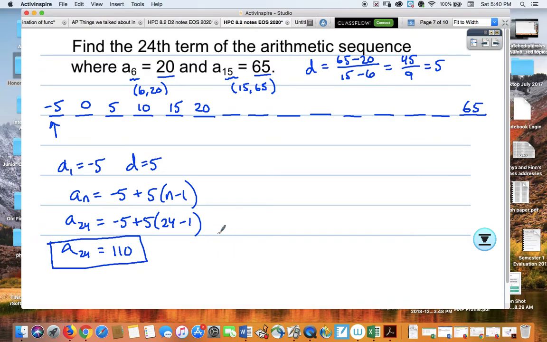Now, for all these problems, there's a long way to do it and there's a shorter way to do it. It's to your benefit to learn the shorter way just because it makes things easier and faster. But you certainly can list out 24 blank spots, keep adding 5 until you find the 24th term. I just think this is faster using the formula. All right, let's try this one.